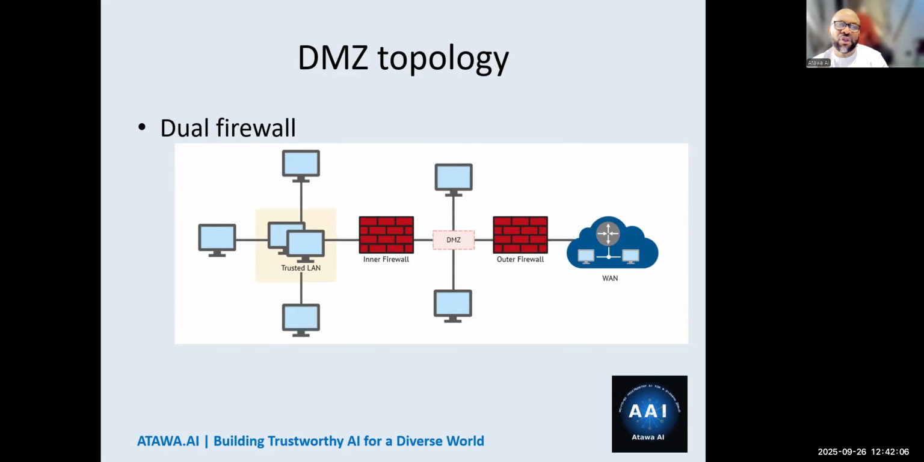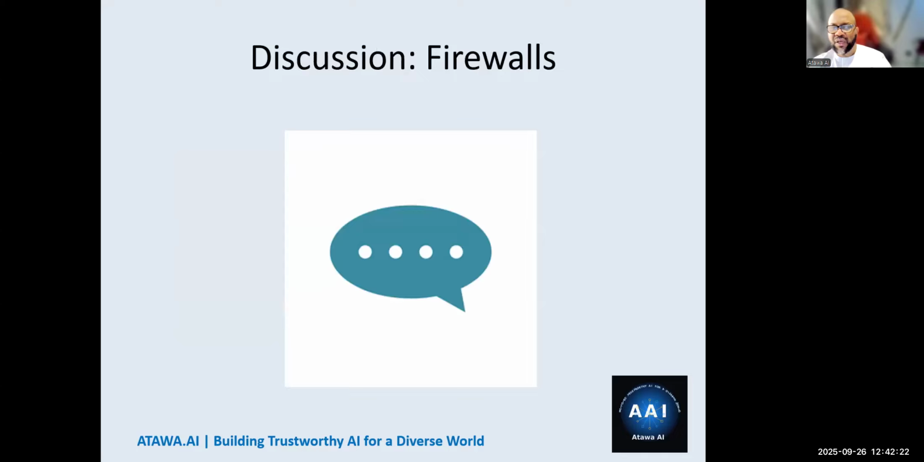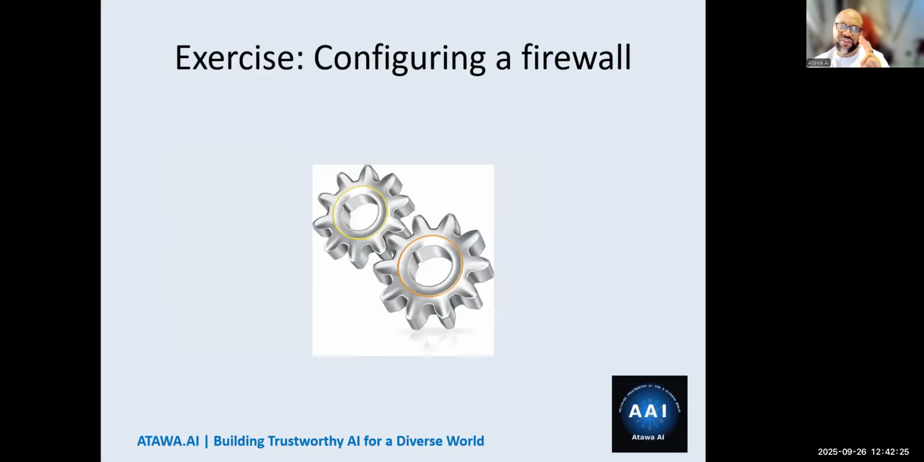And then a dual firewall means I've got two: one between internet-facing resources and the internet, and then one between those resources and my local network. That's why it's called dual firewall. I've got at least two.